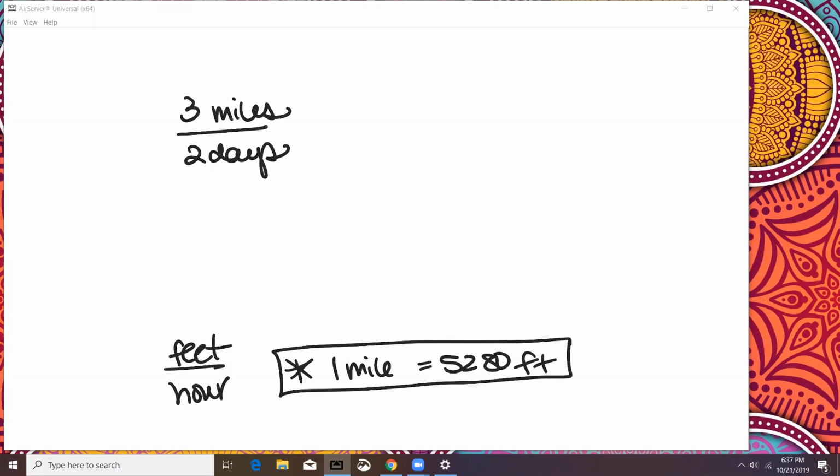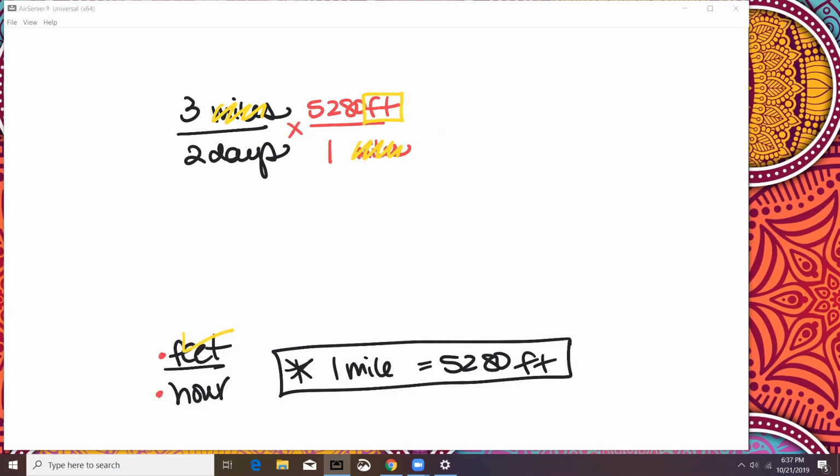All right, so I'm going to go ahead and get started. You can change miles to feet first, or you can change days to hours first. It doesn't matter which one you do first. I'm going to do miles to feet. Because I have miles on top, I'm going to have miles on the bottom here. And the conversion is 1 mile equals 5,280 feet. So the miles on top cancel out with the miles down here, leaving me with feet on top. So I got that conversion and I'm done.